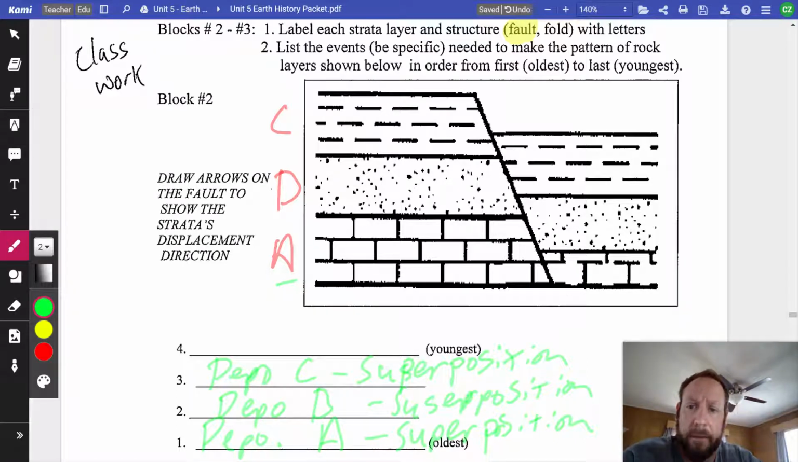Now, for a fault or a fold event to happen, we don't have to leave the water. We don't have to uplift. That's only for erosion. So this faulting or folding could have certainly happened in the location that this was laid down, which was probably in a large body of water. So what we would say now is, I'm using the wrong one.